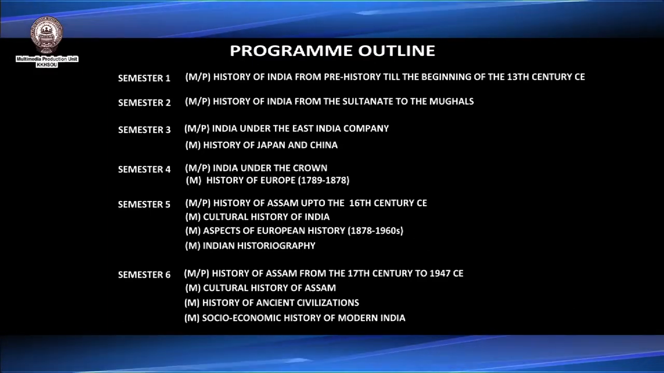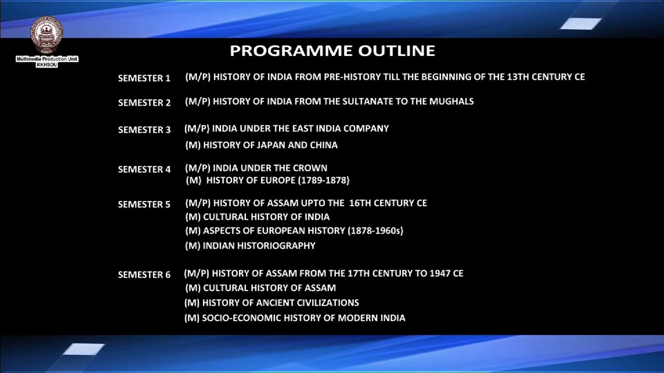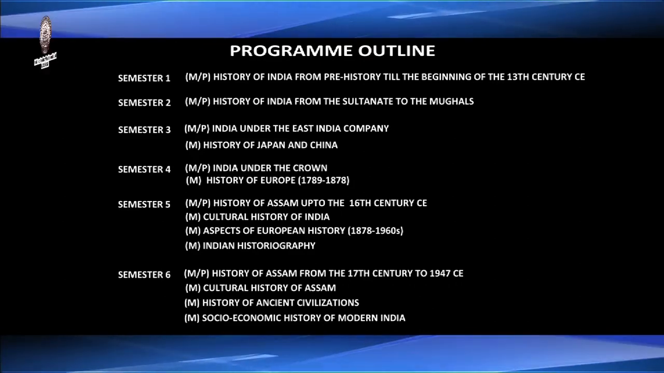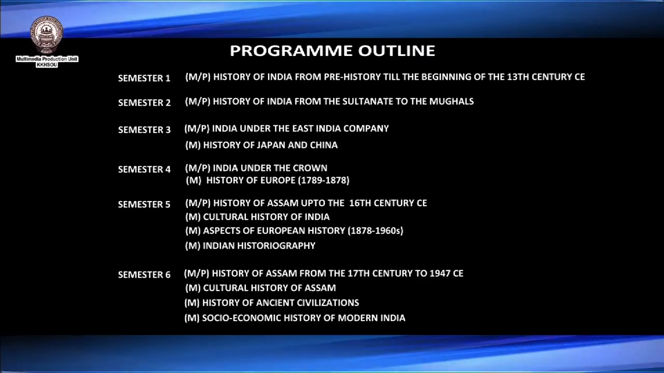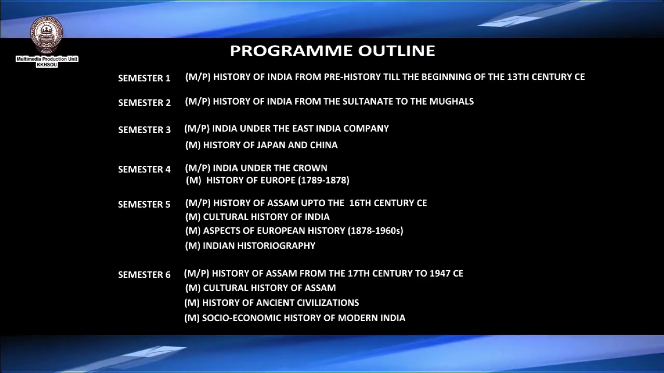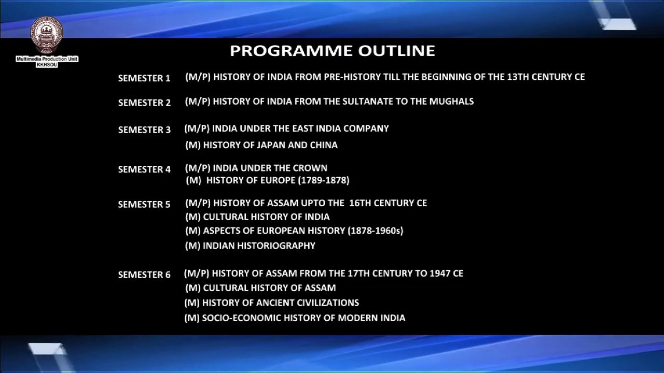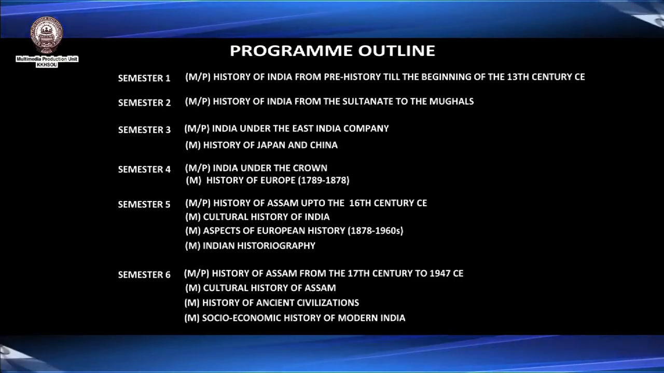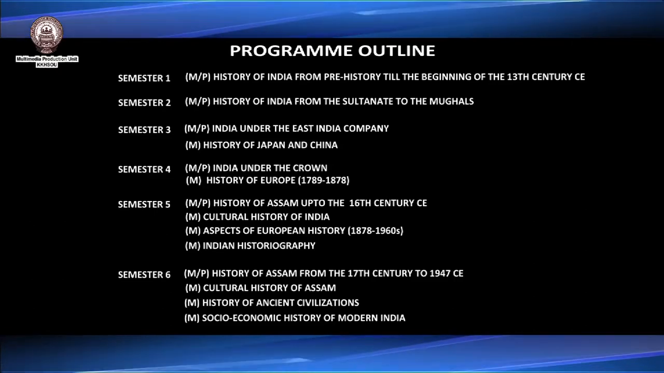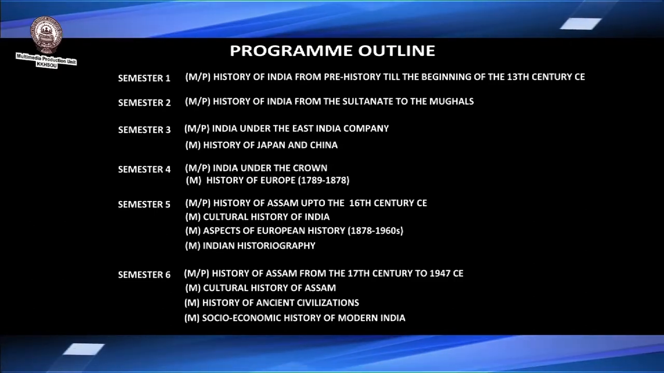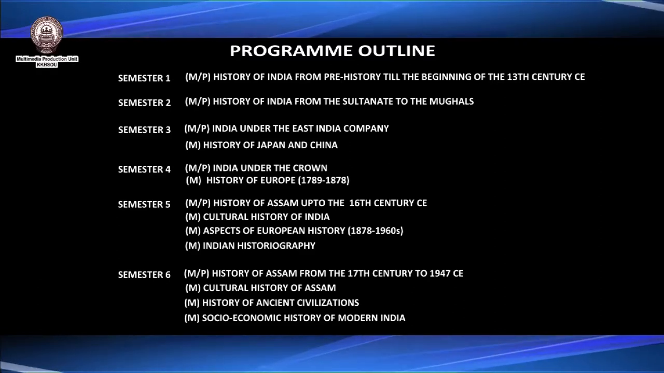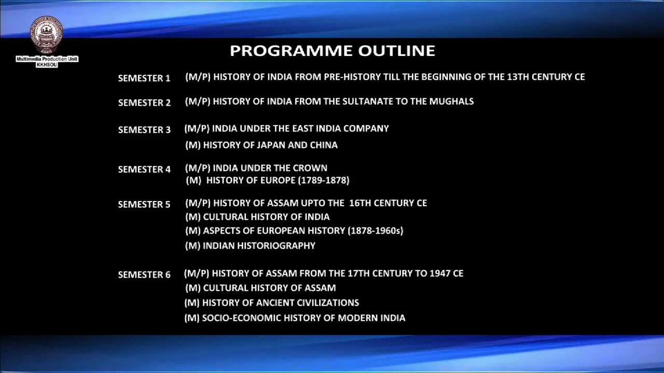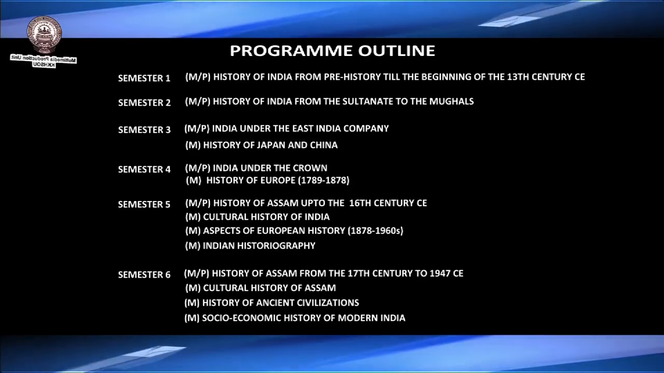Coming to the program outline, the BA program in history is a three-year program which consists of 6 semesters and a total of 14 papers. 6 of the papers are common papers and 8 are major papers. In semester 1, we have one paper, which is the history of India from prehistory till the beginning of the 15th century CE. In the second semester, there is one paper again, history of India from the Sultanate to the Mughals. In the third semester, the learner has to study 2 papers, which are India under the East India Company and history of Japan and China.